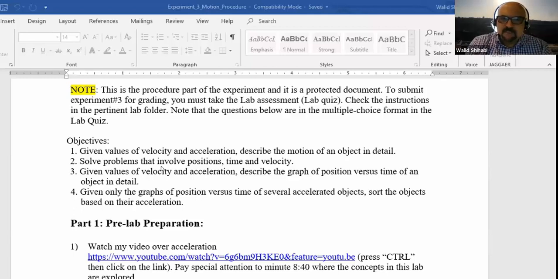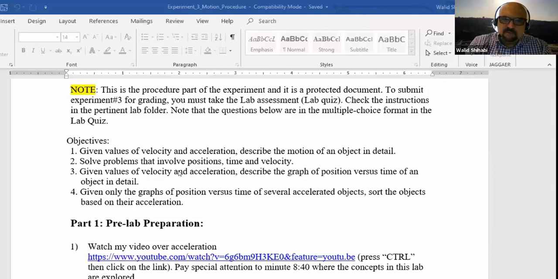The second purpose, solve problems that involve position, time, and velocity. And I gave you several problems in the context of the lab. For example, this man started from the position of the tree, and he moved to the wall, and it took him a certain number of seconds. What was his speed, and so on.